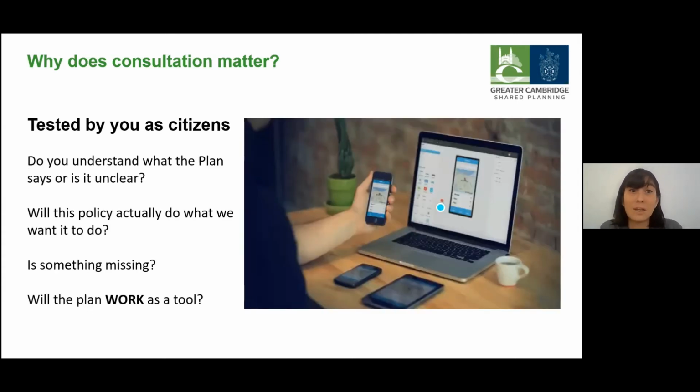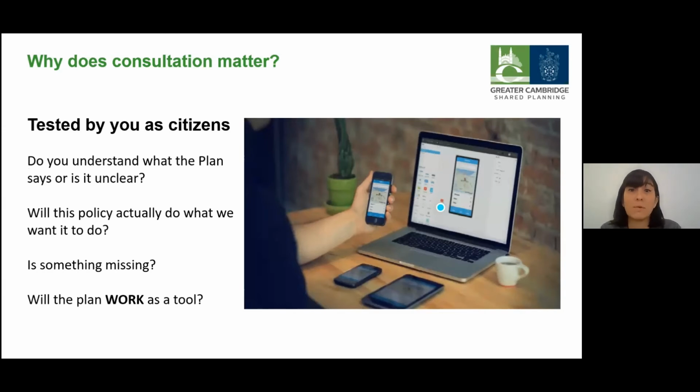Then testing it. So a plan is a tool. It's a tool for us as planners to try and get the best possible outcomes for our area. And like any toolbox, it's got a lot of different aspects to it. And we want to know whether they're really going to work.